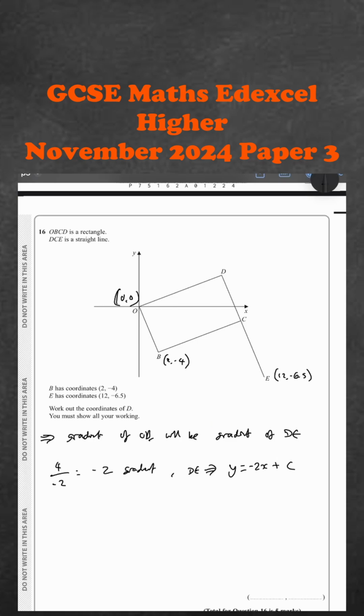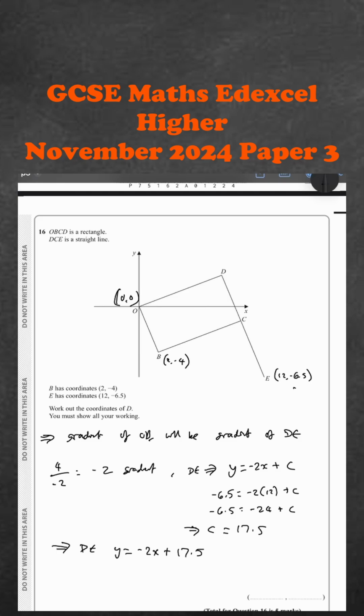We'll put our numbers into that equation. So we've got a 12 and a minus 6.5. So we have minus 6.5 equals minus 2 times 12 plus c. So minus 6.5 equals minus 24 plus c. Therefore c equals 17.5. So our equation of DE is going to be y equals minus 2x plus 17.5.